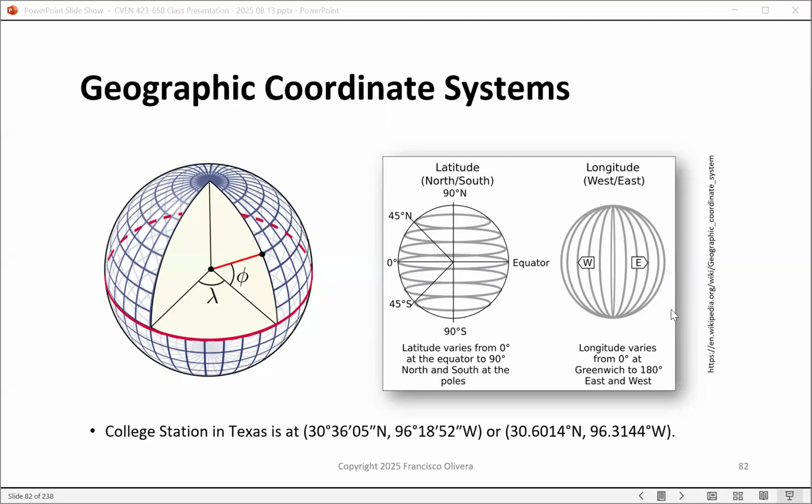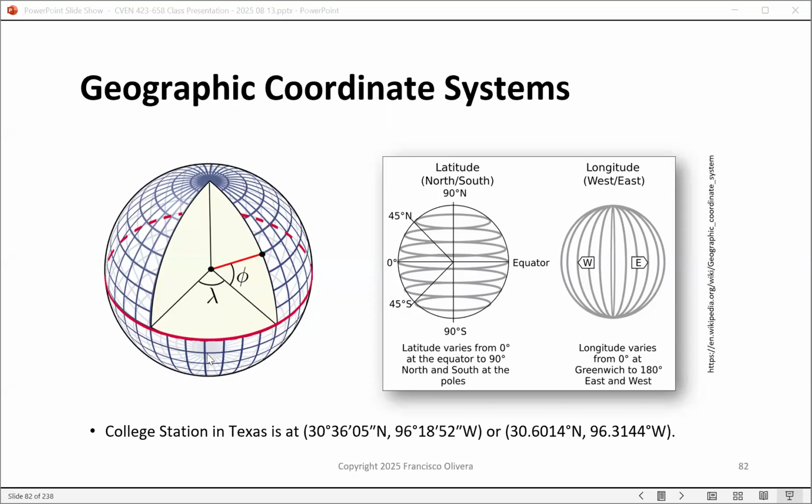The latitude is going to be measured from the equator, and you're going to have 0 at the equator, and then you measure the angle with respect to the equator, like you have here, this phi angle. This is going to be the latitude, and that is going to be 0 at the equator and 90 degrees at the North Pole, or minus 90 degrees at the South Pole.